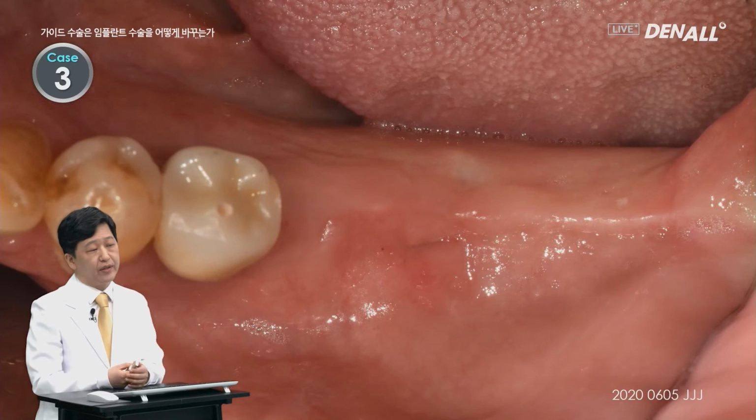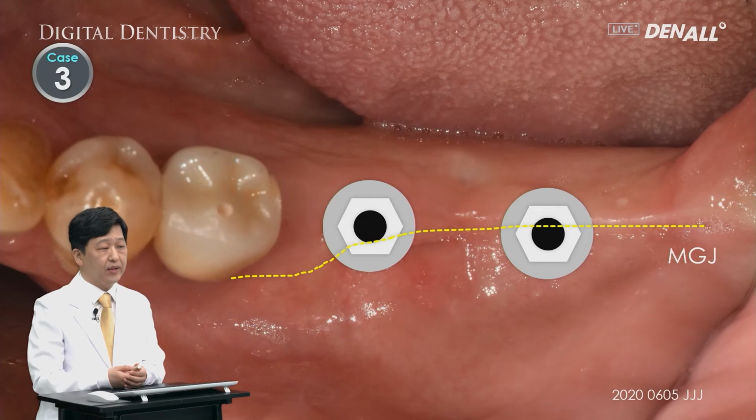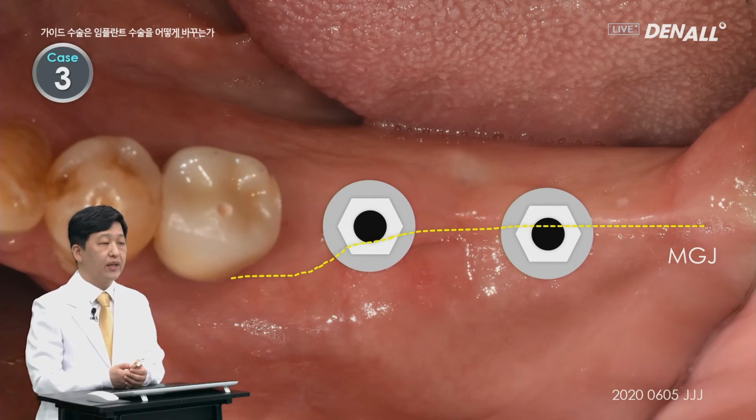This is a case where implants failed repeatedly. As you can see, the mucogingival junction is almost beyond the top of the alveolar bone. For the implant position, I anticipate it's going to be like this if I place implants here, because there's no keratinized tissue, it's going to be very difficult to maintain.